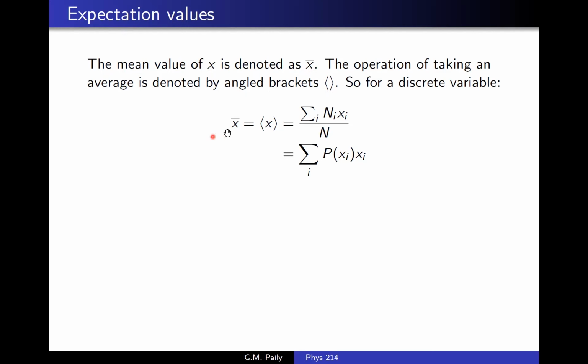So for a discrete variable, we would say that x bar is the average value of x, and we find that by taking the result xi times the number of times that result came up, summing all that up, divided by the total number of trials. And because n is a constant, we can move that in if we want to make it the sum of ni over n times xi. But we know that ni over n is just the probability of getting the ith result. So this is the summation over i of p of xi times xi.